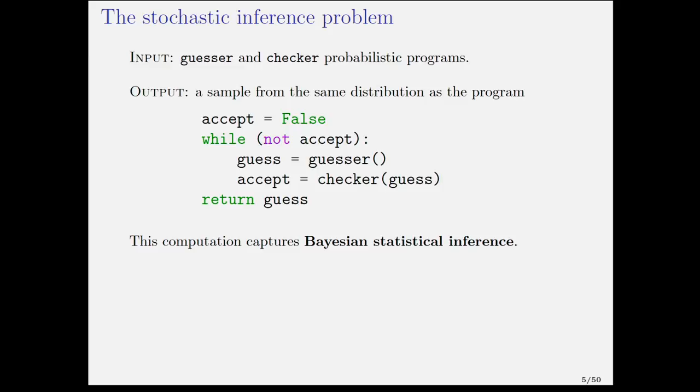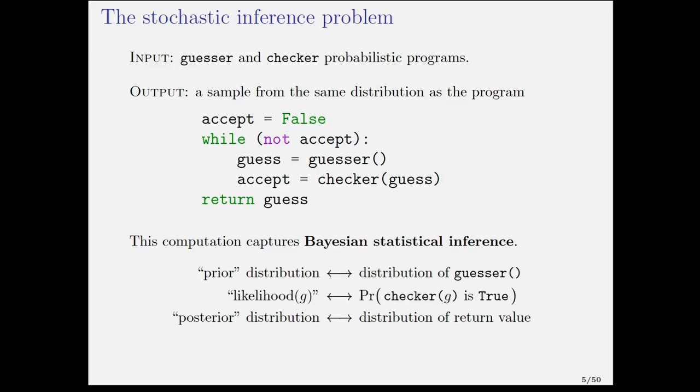I'm puzzled by this. What are you inferring here? So, to translate into Bayesian statistical terms, guesser is your prior. The likelihood of a particular guess is the probability that checker, when handed that particular value, returns true. And the posterior distribution is precisely the distribution of the return value at this point in the program. So this is a computation that conditions a distribution.